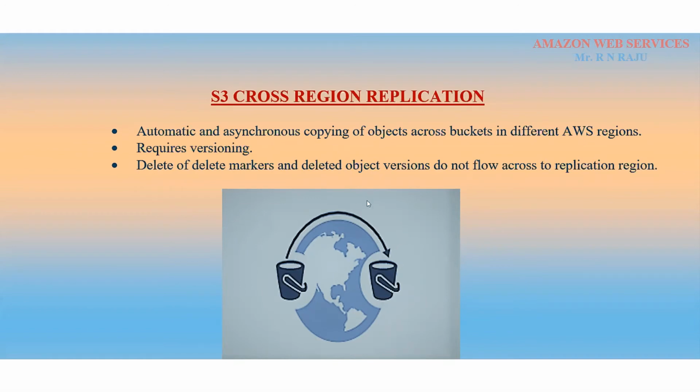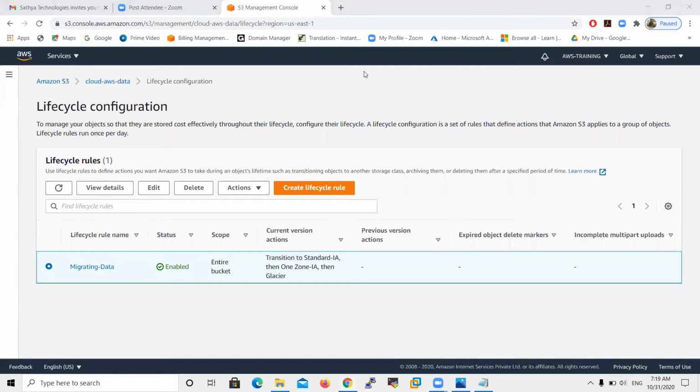Asynchronous copying means one-way direction. It is copied from developer to production only, but not from production to development. It is the automatic and asynchronous copying of objects across buckets in different AWS regions. So how is data replicated from one bucket to another bucket? Even if the buckets are in different regions, or even in different accounts, it is possible. Okay, so this is also important. Then how can you migrate the data?